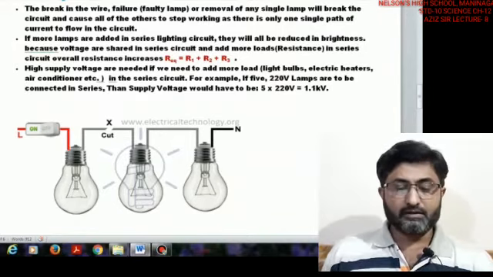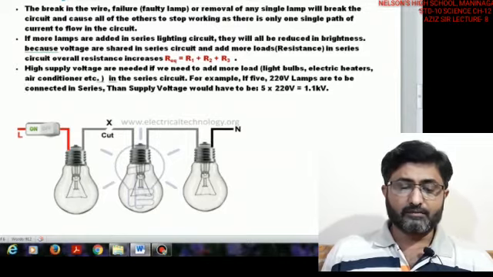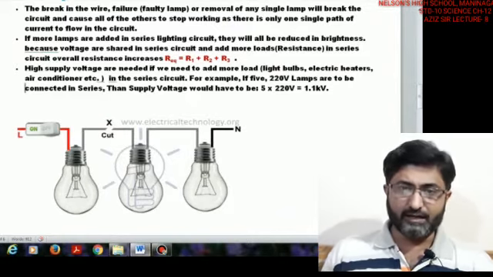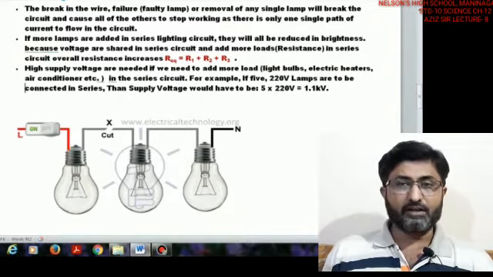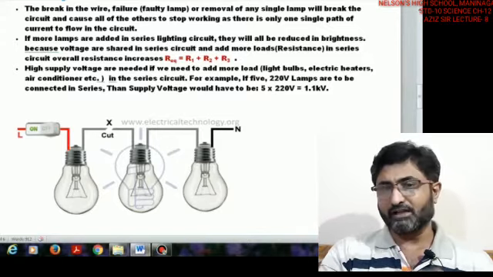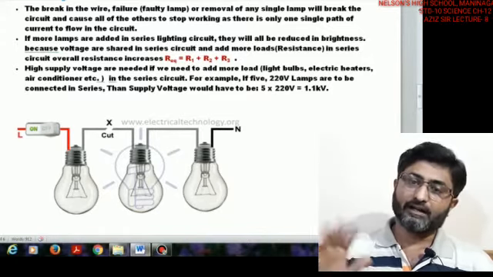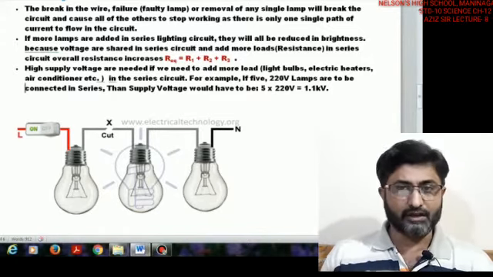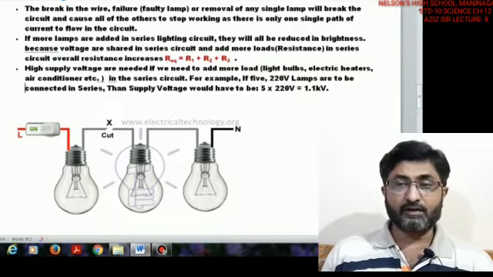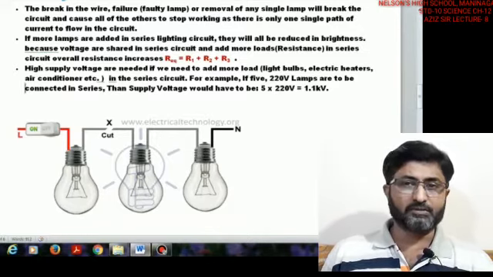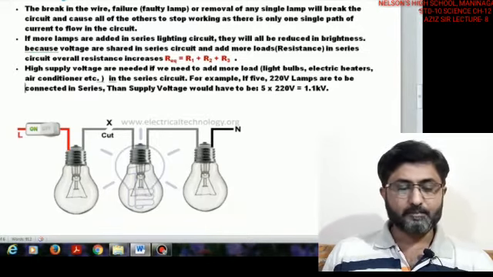The second is that if more lamps are added in the circuit, then there will be a reduction in the voltage because the voltage is divided among all. So the brightness of the bulb is going to keep reducing. So if large series connections are kept, that means the bulbs are not going to light properly.